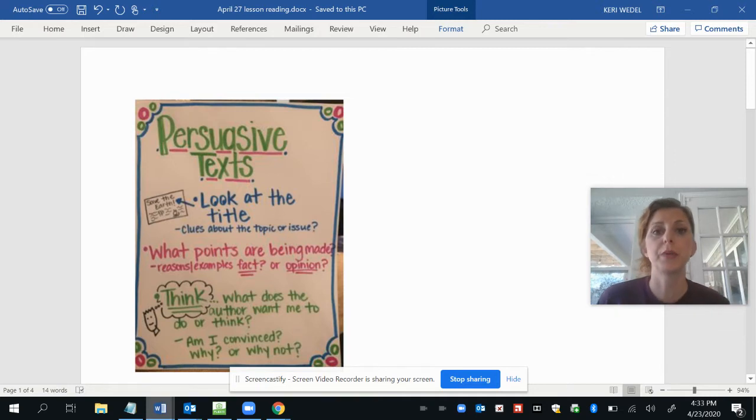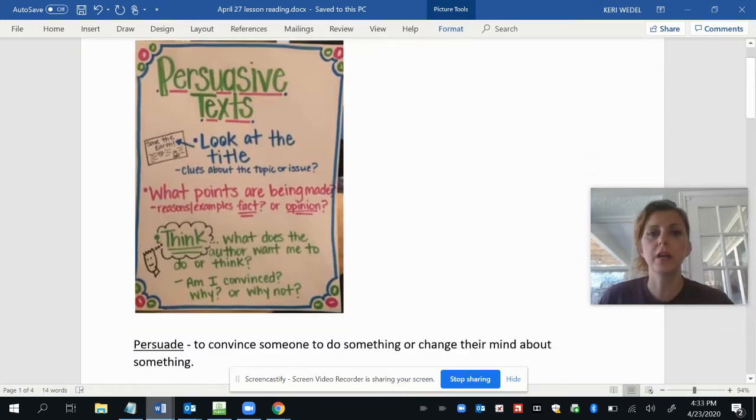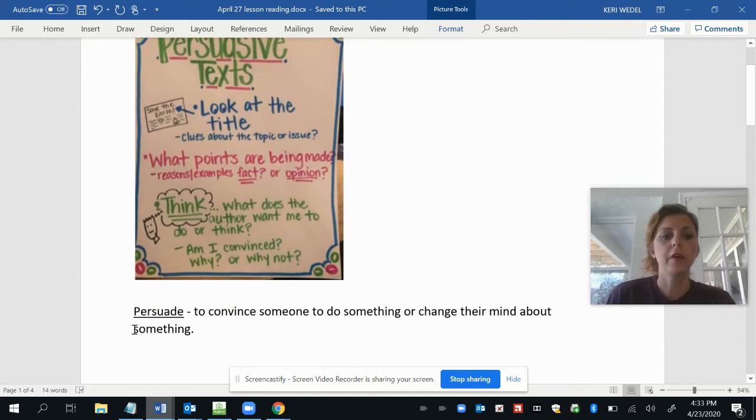Today we are going to learn something new about a kind of text called persuasive texts. I know you haven't heard this before because this is new, so let's talk about what that means. First of all, persuade means to convince someone to do something or change their mind about something. So persuade and convince kind of mean the same thing.